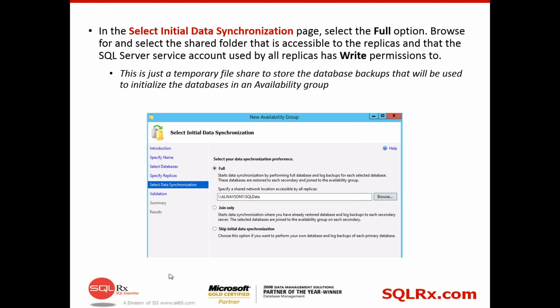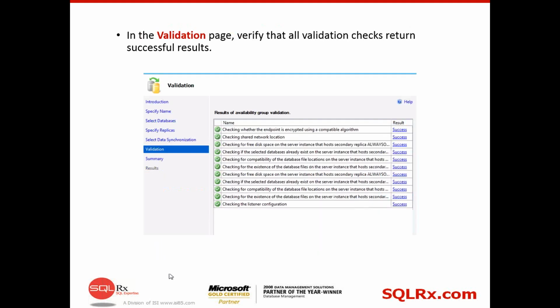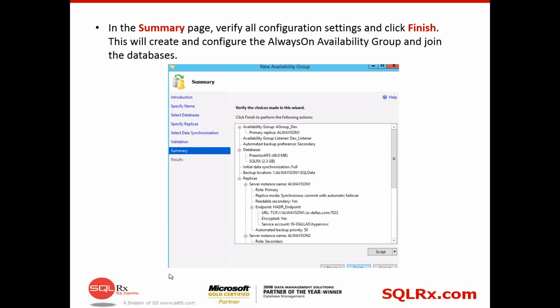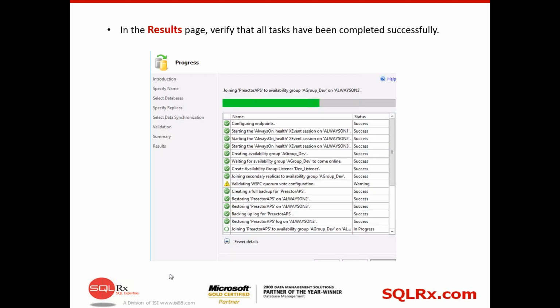We'll go next through the wizard and run the validations. You just want to verify that all your validation checks return successful results. Now, if you have any errors on this page, you need to stop at this point and go back and correct those before you move forward. Next is the summary page. And here we want to verify that all the configuration settings are correct, and we will click Finish. Now, at this point, the AlwaysOn group is being created. Your databases are being joined, your replicas are being joined, and you can look at the results here on this following page.